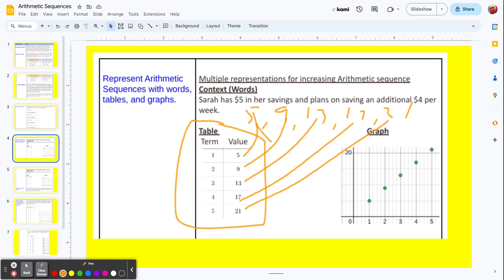So you can see there's term 1, there's the 5. Term 2, there's the 9. Term 3, there's the 13. Term 4, there's the 17. Term 5, there's the 21.